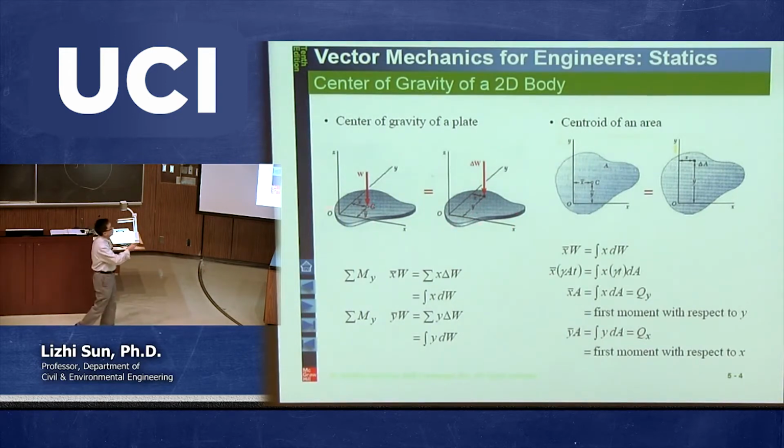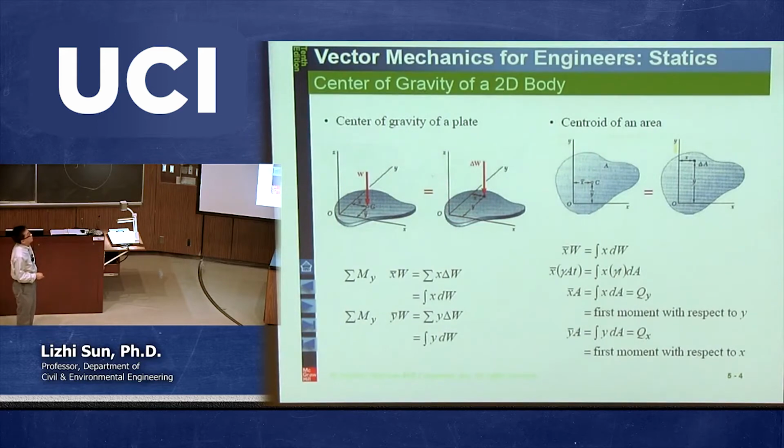Can we find a certain point? And at this point, when you move all the forces to this point, the resultant moment is equal to 0. If it's possible, if we're successful, then we just call this point the centroid. Or in other words, it's called the center of gravity of a plate.